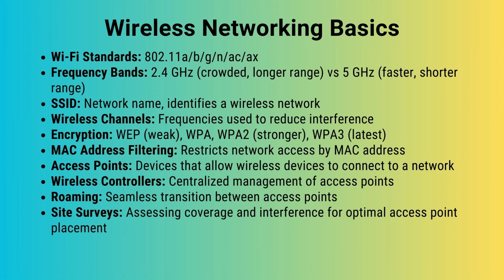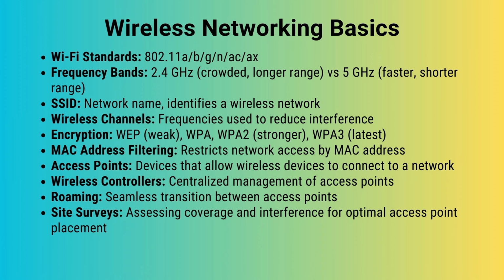Wireless networking has become ubiquitous, with Wi-Fi standards evolving from 802.11a/b/g to newer, faster standards like 802.11n, AC, and AX, Wi-Fi 6. These standards operate in different frequency bands: 2.4 GHz, more crowded but longer range, and 5 GHz, less interference, higher speeds, shorter range. The Service Set Identifier (SSID) is the network name that identifies a wireless network.